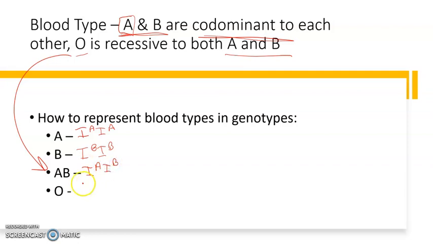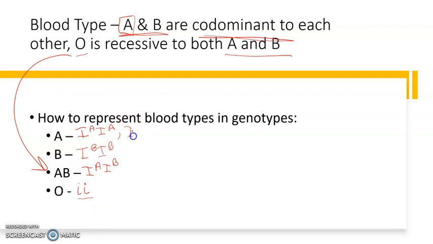If you're AB, you'll have one copy of each. And then if you have type O, you actually have no factors. You have neither A nor B, so you are just an O. So you have little i. How cute, right? Two little i's.